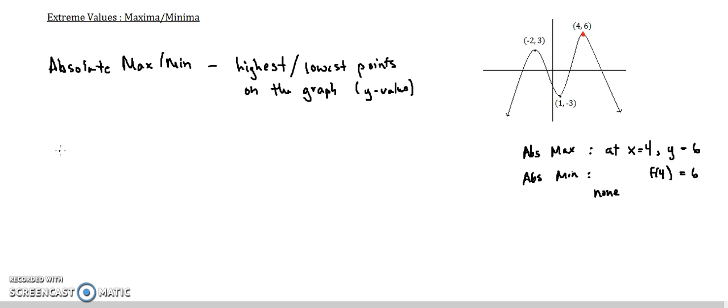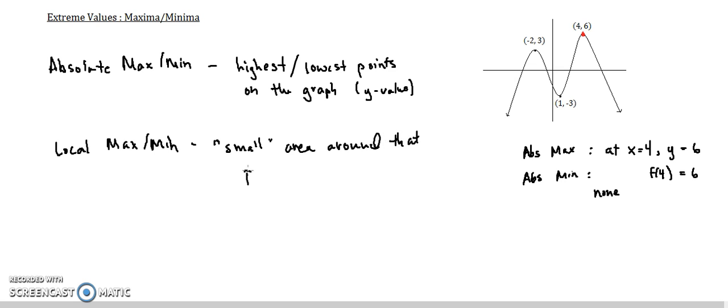Now there's another type of maximum minimum called local maximum or minimum. Okay, so local means that if you look at a small area around that point, does it look like a maximum or minimum? So we look at a small area around that point and decide if it looks like a maximum or a minimum.